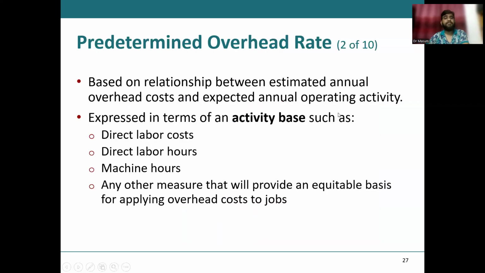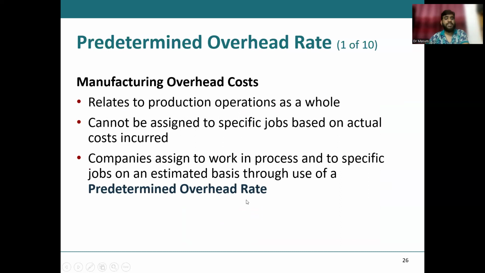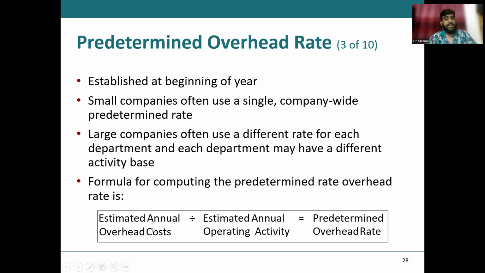So you have to use a predetermined manufacturing overhead rate. What do you have to do? You have to use a predetermined manufacturing overhead rate. How will you calculate the predetermined manufacturing overhead rate? You can use the predetermined manufacturing overhead based on the previous year: estimated annual overhead costs divided by annual operating activity. Say for example, last year in your company, you produced 1 million units and the total overhead cost was 1 million. So what will be the per unit overhead rate?